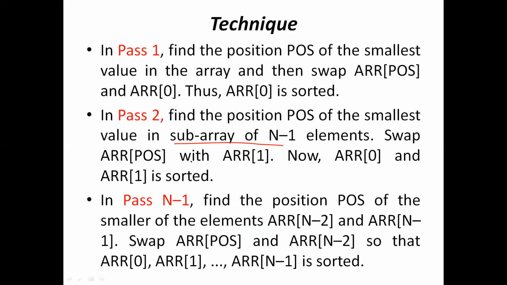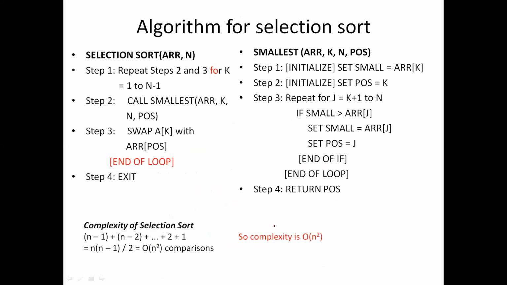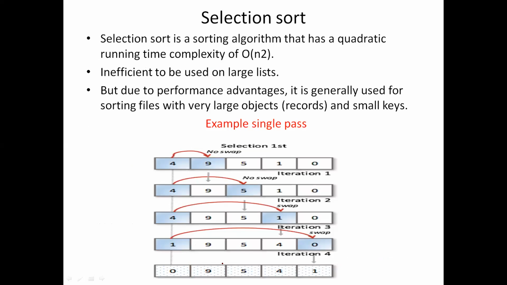Swap array of position with array of 1. Why? Because in pass 2, I have to place the least element. Here, what is the least element? 1. So 1 should be placed here, and 9 should come here. So 9 automatically comes to the last position, and the second least element will come to the first index.